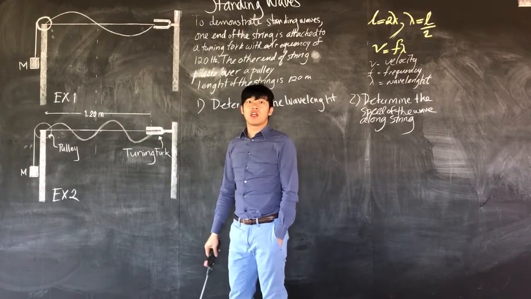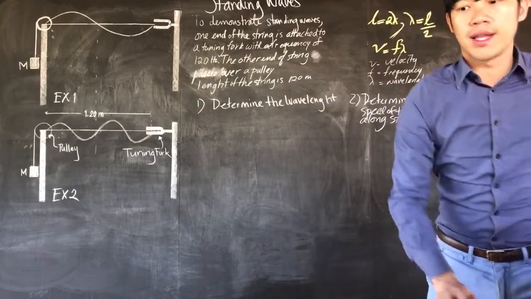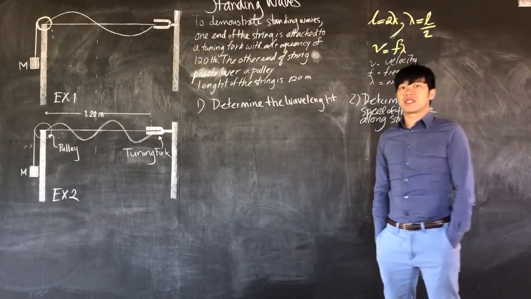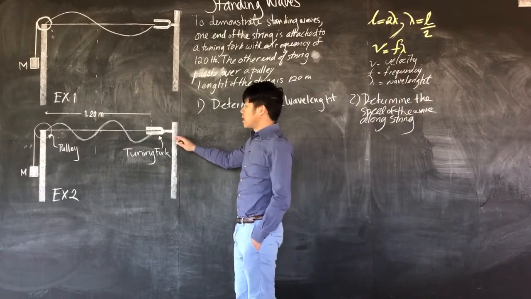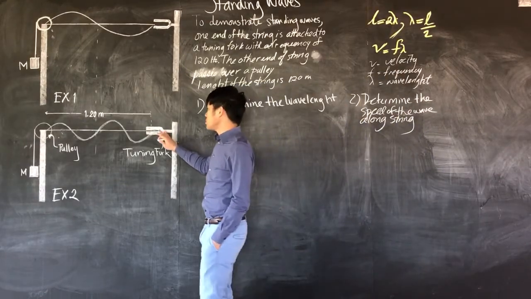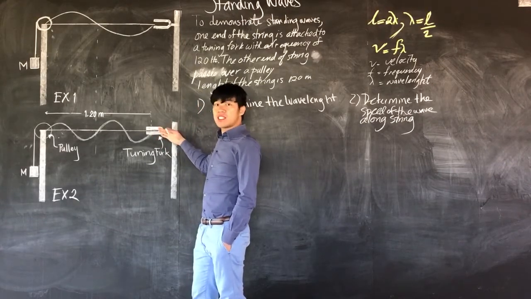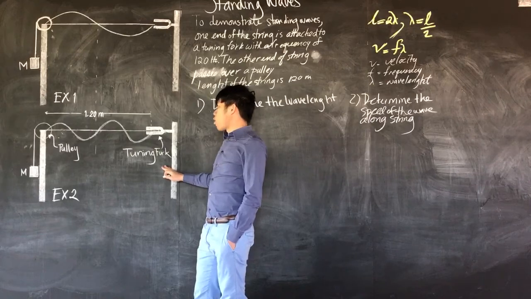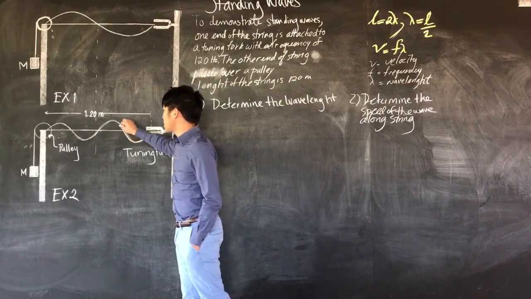So we're going to have to actually learn how to determine how many waves there are, okay? And explain why this wave is called a standing wave. So let's look at the second experiment first. When you vibrate the tuning fork, the wave generates like this. You will see it is up and down.